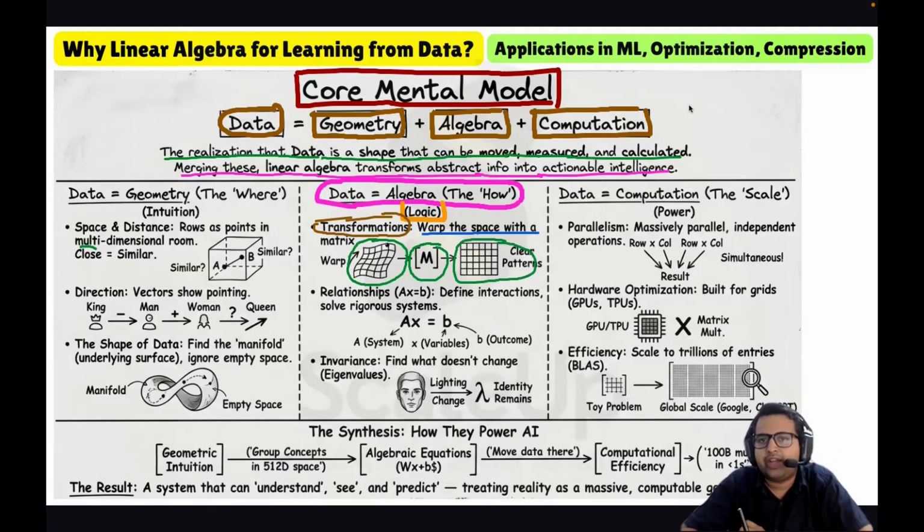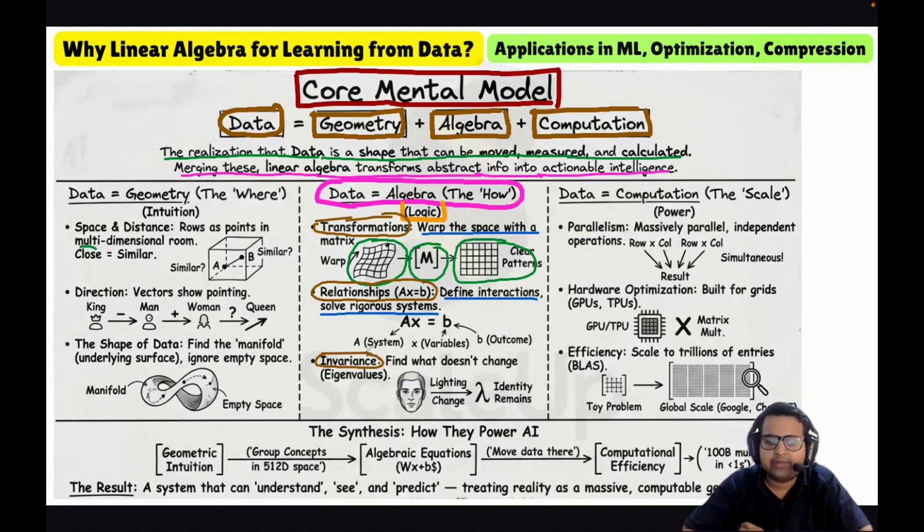Now, if we talk about data is equals to algebra, we have relationships. Algebra allows us to define how variables interact. So algebra defines the interactions. It turns a feeling about a trend into a rigorous system of equations that can be solved. So with algebra, we can define the interactions and turn the relationships into a system of equations which we can solve. And the invariance.